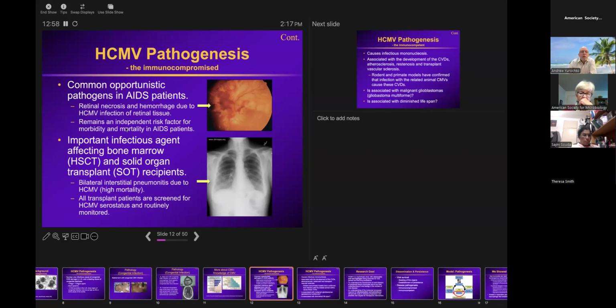Even despite HAART therapy, CMV infection in these patients remains an independent risk factor, at least at some level. A big issue, and where we actually have funding, is in regard to bone marrow or solid organ transplant, where CMV is looked for as a risk factor. In bone marrow transplant, the highest stratified risk factor is the recipient, the person receiving the bone marrow, being seropositive. For solid organ transplant, the highest risk factor is the donor, the person giving the organ, being seropositive. So it remains an issue. In some cases, which is what I'm showing you in this picture, pneumonia associated with CMV infection in a bone marrow transplant patient can have very high mortality if not treated.